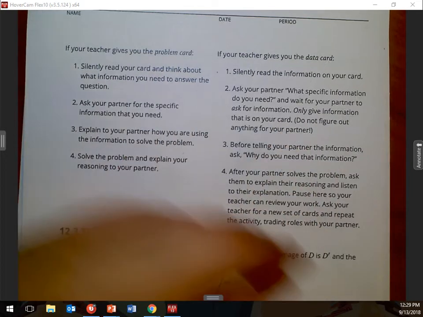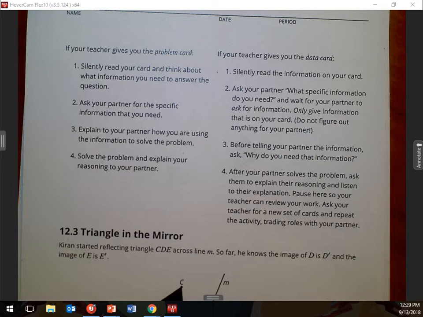So I'm going to give you guys about 5 minutes. I want you answering this, and then after that, we're going to go over this. Okay? So get started. It's the exact same thing as we did yesterday. How did we figure that one out yesterday?